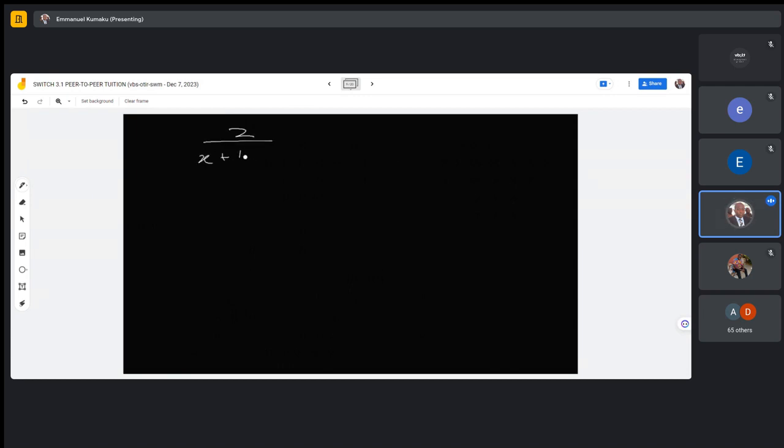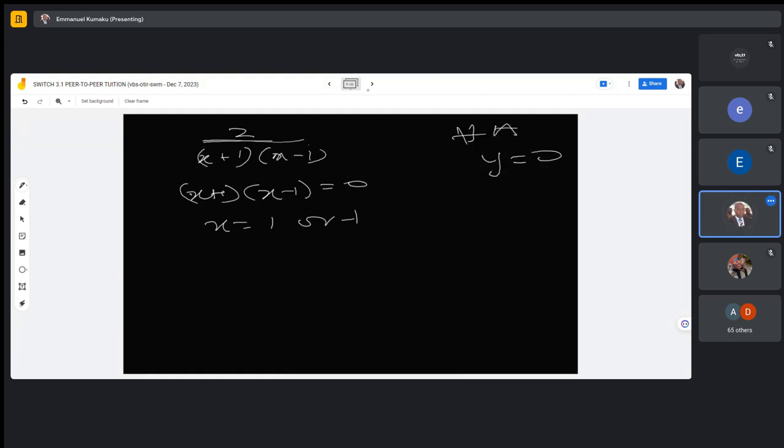s plus 1, s minus 1, the asymptote will be going to be equating the denominator to 0. So to be s plus 1, s minus 1 is equal to 0. So we are going to have s is equal to 1 or negative 1. And this one is bottom heavy, so our horizontal asymptote y is equal to 0.